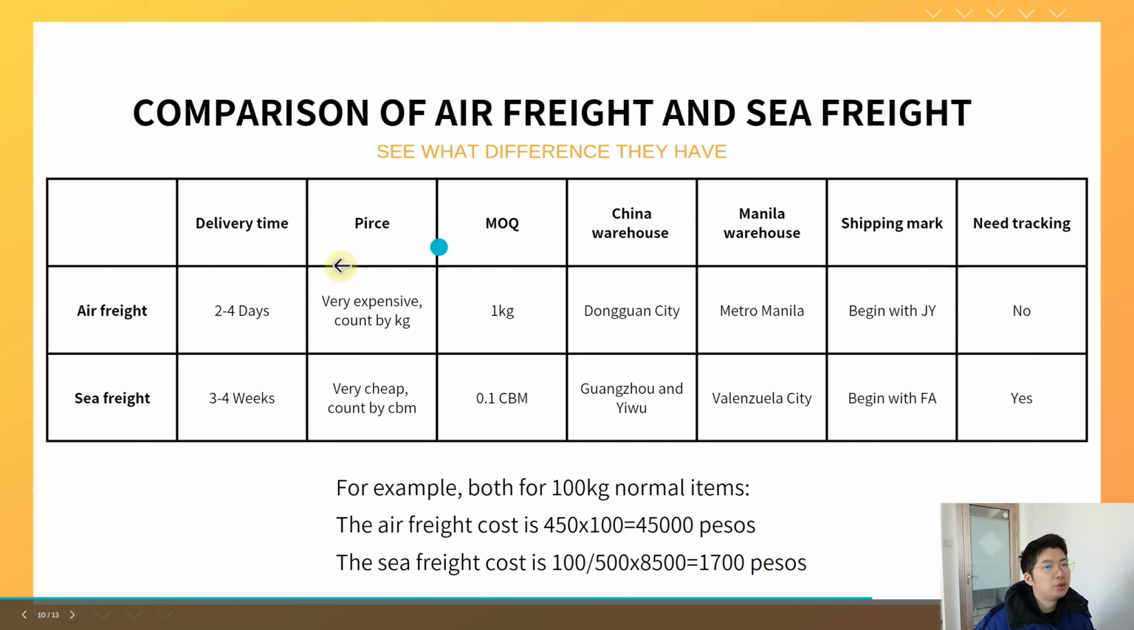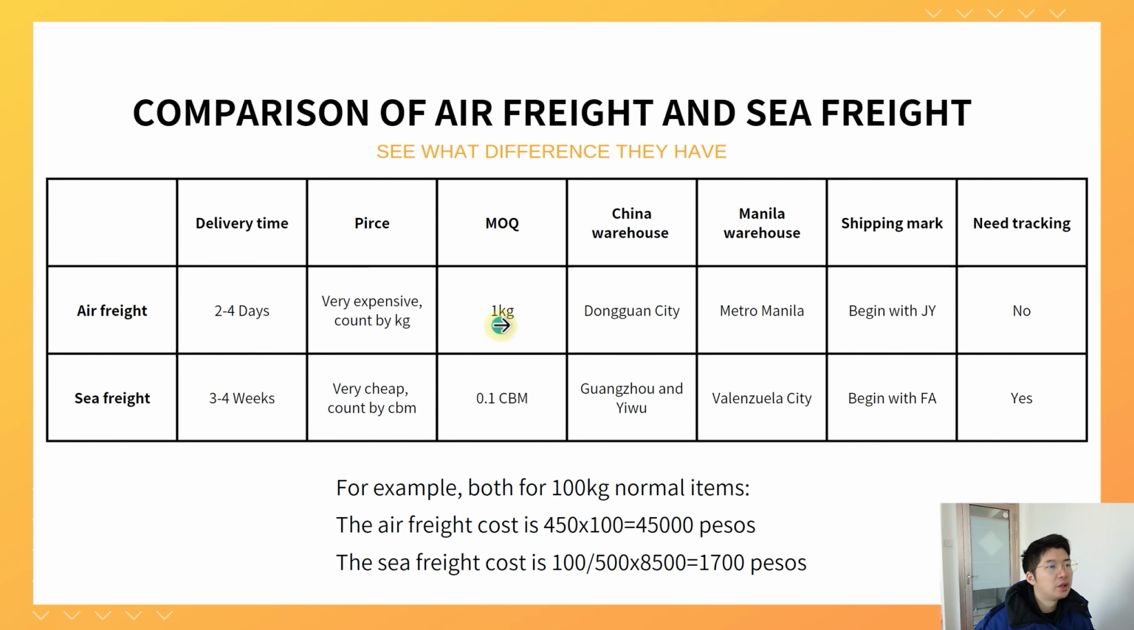And the MOQ of air freight is 1 kilogram, while our sea freight MOQ is only 0.1 CBM. For example, if a client needs to ship shoes with boxes, normally 5 to 8 pairs of shoes with box can meet this requirement of sea freight. The China warehouse of our air freight is located in Dongguan City, while the sea freight China warehouse is located in Guangzhou and Yiwu City.